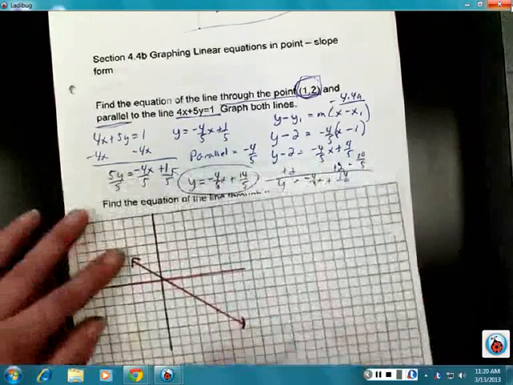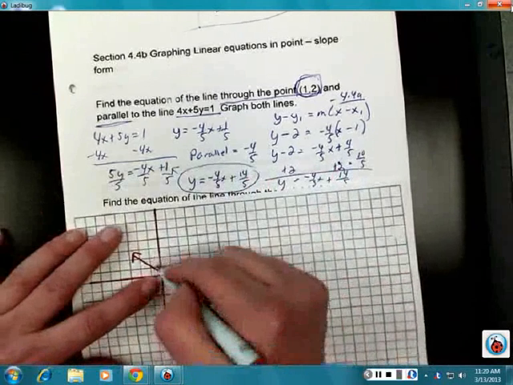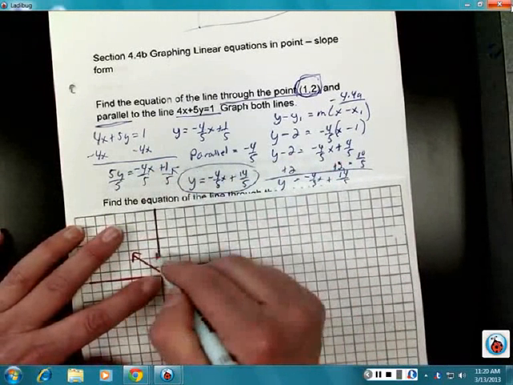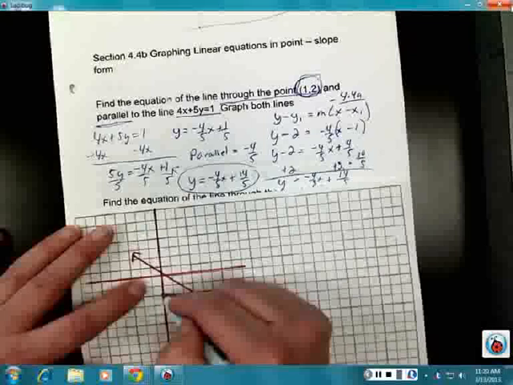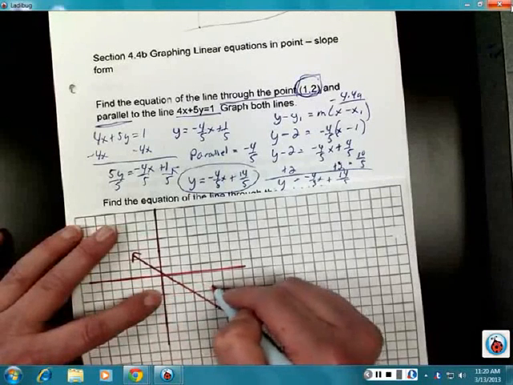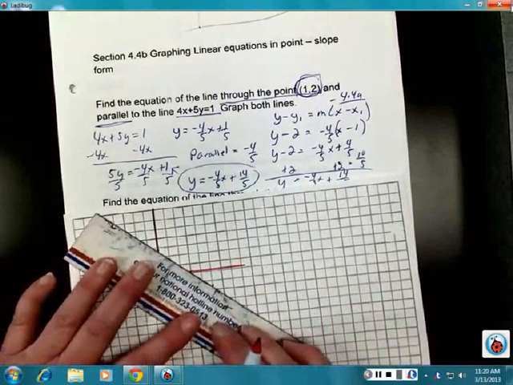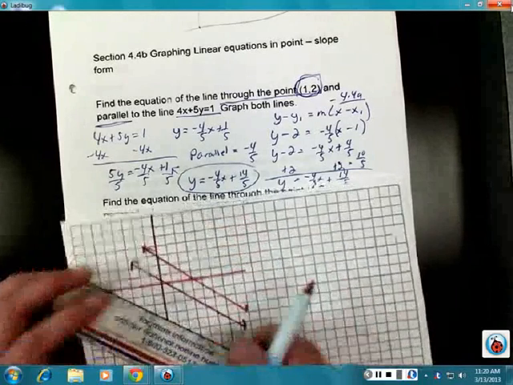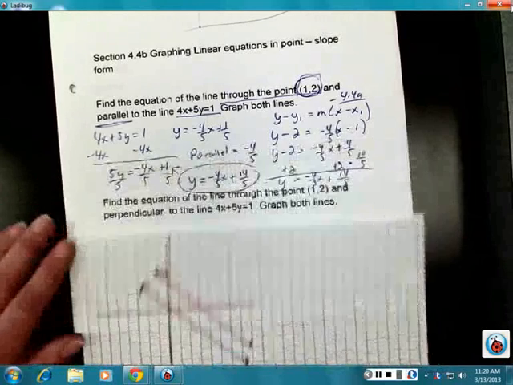Then the other one, 14/5: 5 goes into 14 twice with 4/5 left over, so 2 and 4/5. Slope down 4, 1, 2, 3, 4, and over 5. And then if I connect those two, I will end up with 2 parallel lines, hopefully, if I estimated right. So that's what would show up with those.